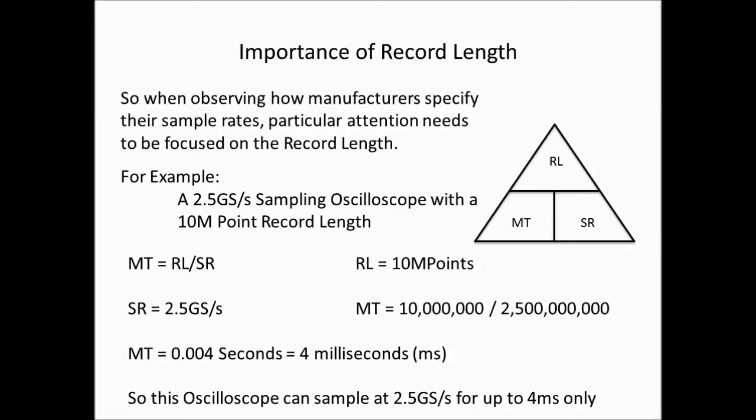So when observing how manufacturers specify their sample rates, particular attention needs to be focused on the record length. So if we take an example of an oscilloscope with 2.5 gigasamples per second sampling rate and a 10 megapoints record length, we can calculate that the measurement time in which the sample rate applies over is a maximum of 4 milliseconds.